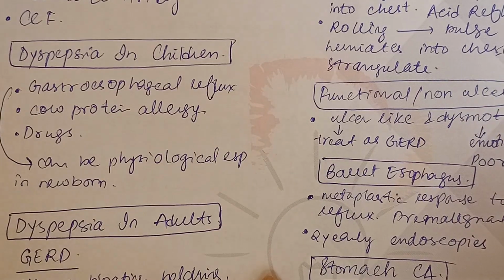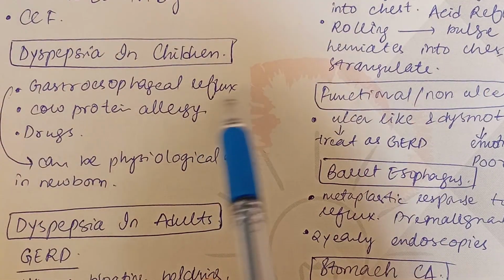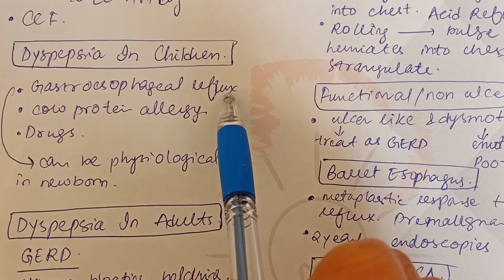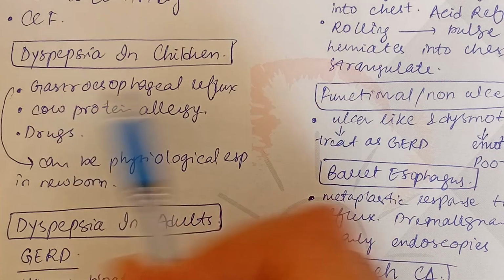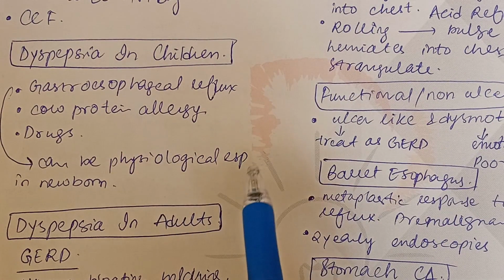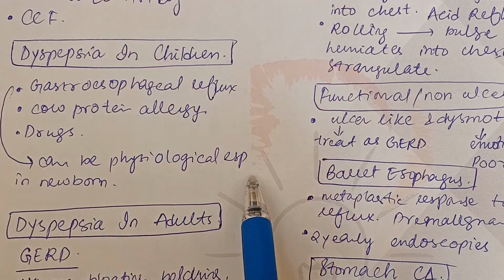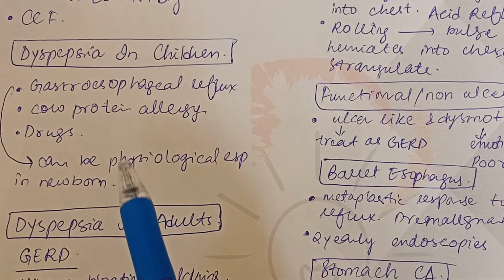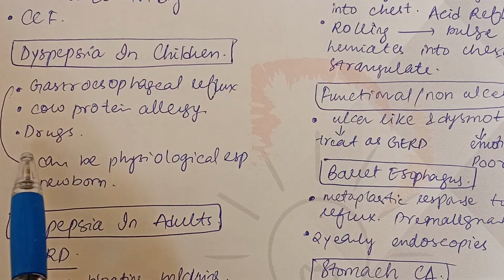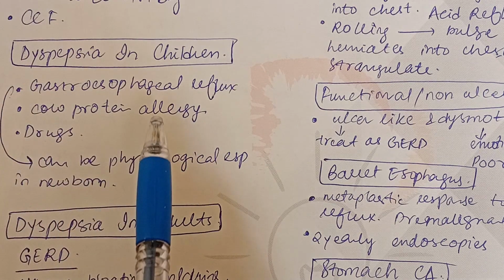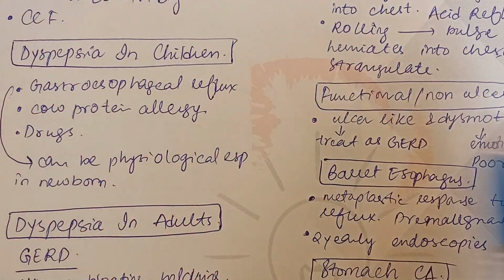In children, what are the causes of dyspepsia? These can be gastroesophageal reflux disease and cow protein allergy. Gastroesophageal reflux is usually physiological, especially in newborns, and the child has colicky pain. Cow protein allergy can be there. Certain drugs in children can also cause dyspepsia.